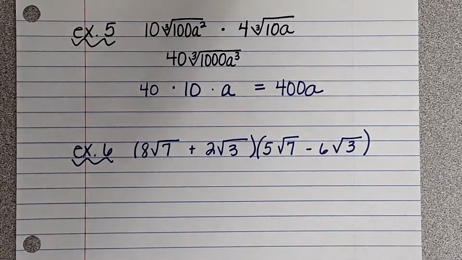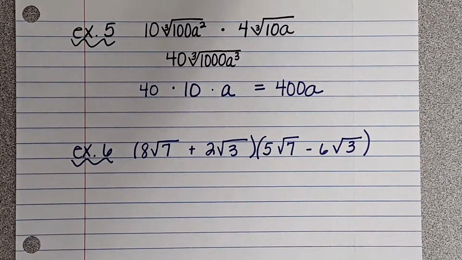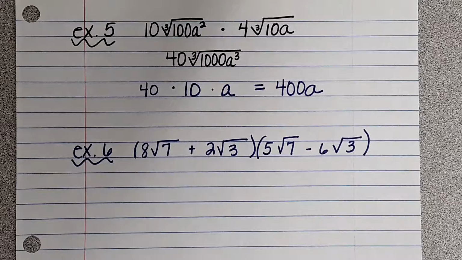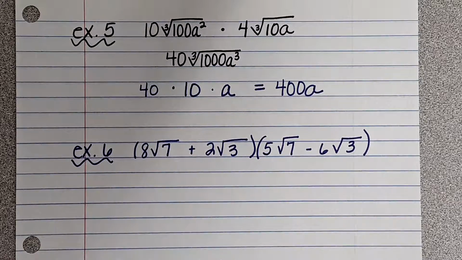Okay, so when you multiply radicals, you multiply the outside numbers, you can multiply the inside numbers, but you can't multiply outside and inside. And this looks like a FOIL problem, and that's what we're going to do.